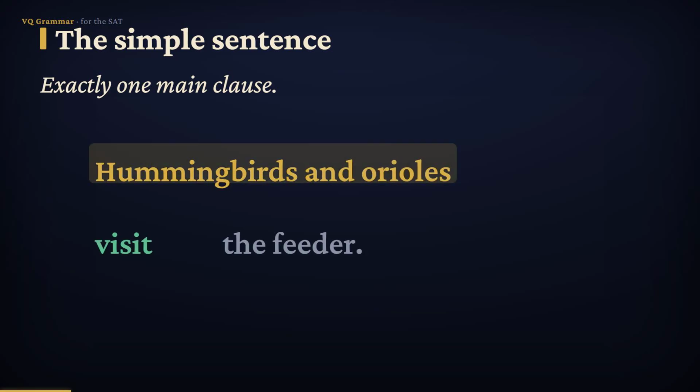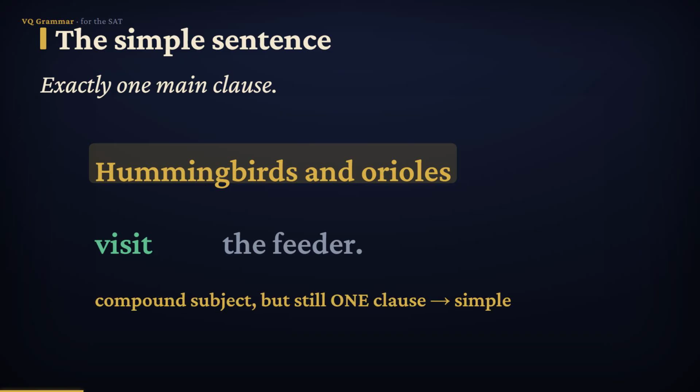Hummingbirds and orioles visit the feeder. That's a compound subject, two birds, but there's only one verb, visit, and one clause. So even with doubling, if there's just one subject-predicate set, it's a simple sentence.